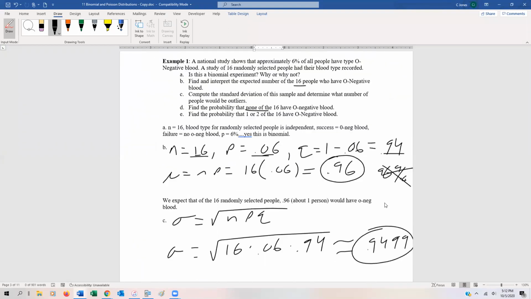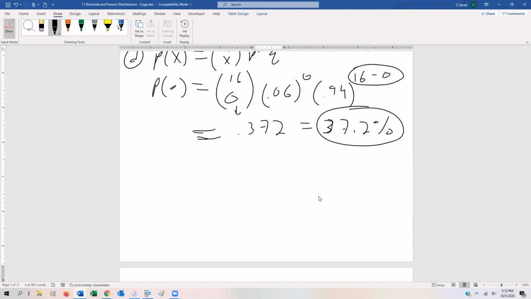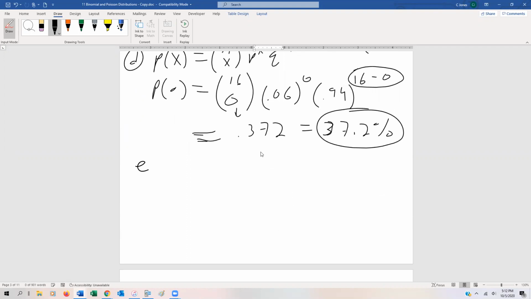All right, last part of the problem. Find the probability that 1 or 2 of the 16 have O negative blood. So we're going to do the exact same problem, except we're going to do it twice. All right, so for letter E, we're going to find P of 1. Then we're going to find P of 2. And we're just going to add those together because it's an OR problem.